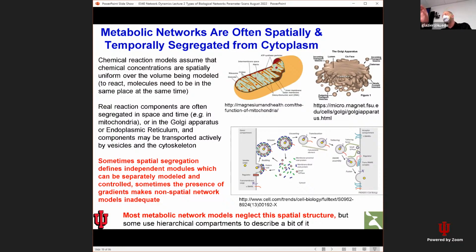Another thing that happens is that when molecular species are in vesicles, they get actively transported. The vesicles bind to molecular motors. Those molecular motors attach to the cell cytoskeleton and get moved around. And that's a whole set of additional complexity, which again, we're going to neglect.